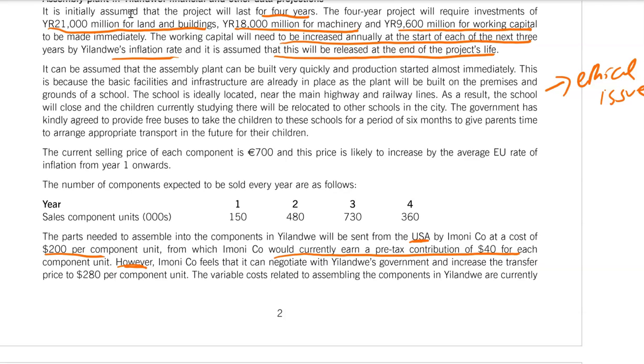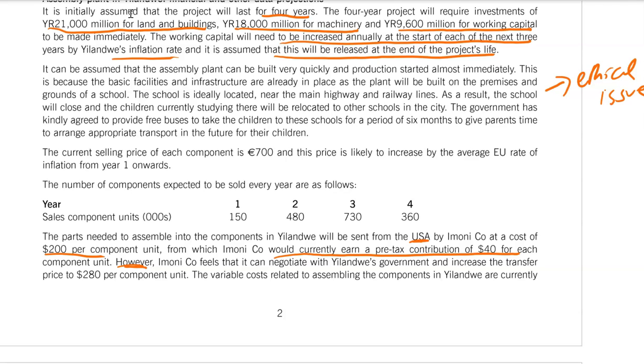So that means you will be able to increase the price of the component to $280. When it was at $200, you were earning a contribution of $40. Now you will earn a contribution of 40 plus 80, $120.